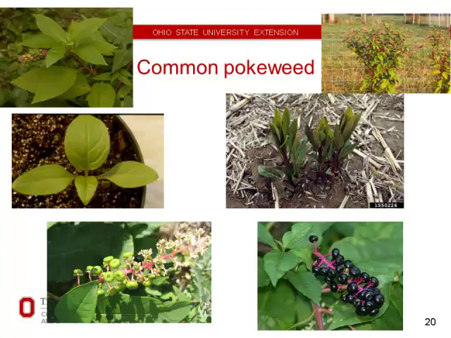Common pokeweed starts out with these lanceolate-type cotyledons, very large cotyledons. Then you end up with these oval leaves. Here's what it looks like coming up from the rootstock in the spring. And then you end up having these nice dark purple berries. Again, not as prevalent of a weed as it once was, but it's still out there that we deal with.